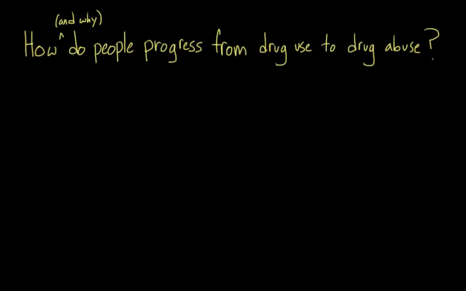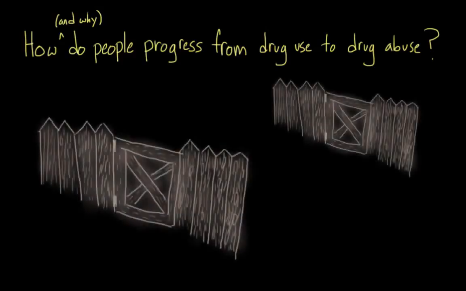The first theory that I want to discuss is the gateway model. And this theory might be familiar to you. It says that some substances act as gateway drugs, meaning that their use can lead to the use of other, more dangerous substances. So here we have John.